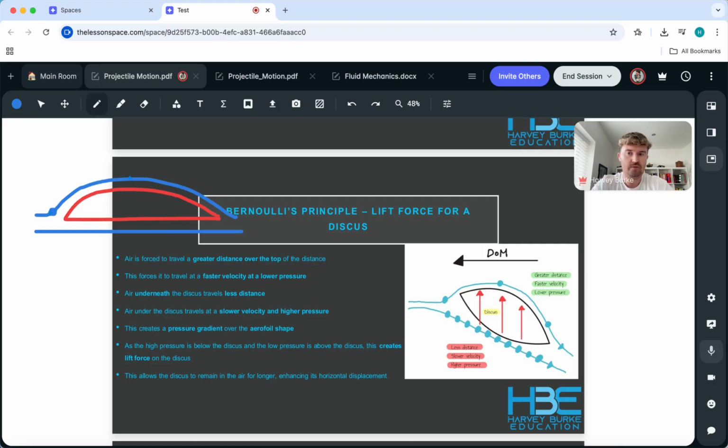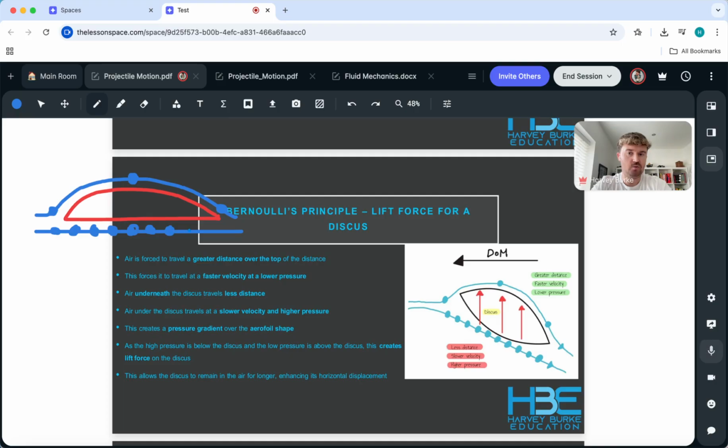And when air travels at a faster velocity, the air particles become more spread apart. Bit like cars on a motorway. If the cars are traveling quicker, there's more space in between each car. Whereas if there's a traffic jam and cars are traveling slower, they're a lot closer together. And it's the same with air. So because this air underneath doesn't have as great a distance to travel, it's traveling at a slower velocity, and therefore the air particles are a lot closer together.